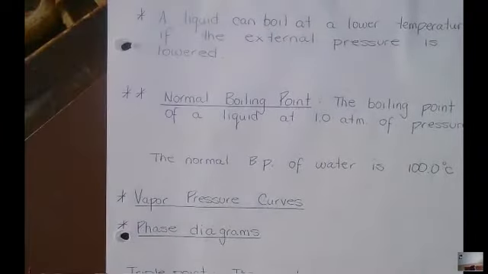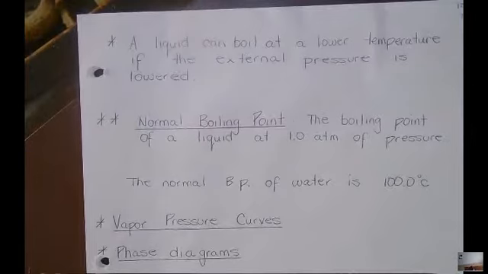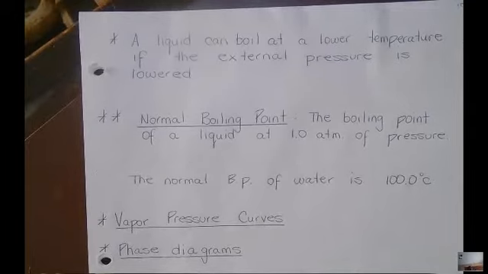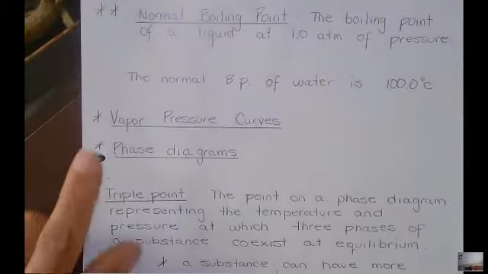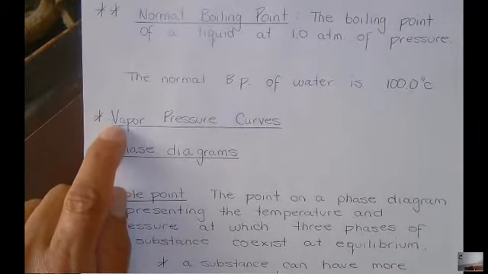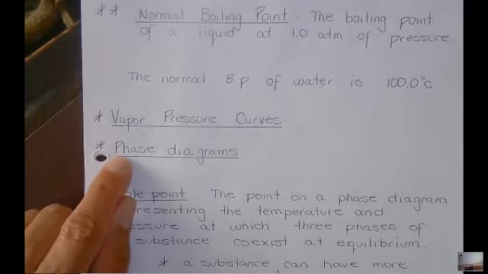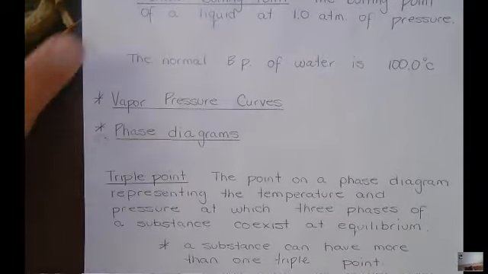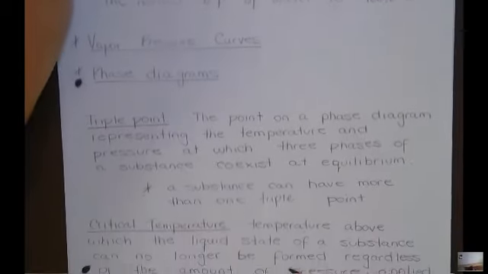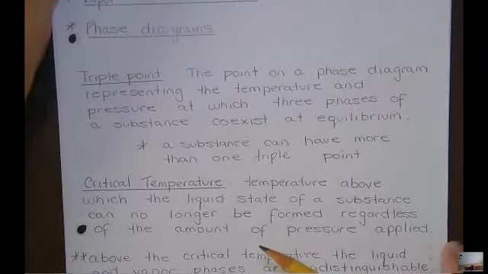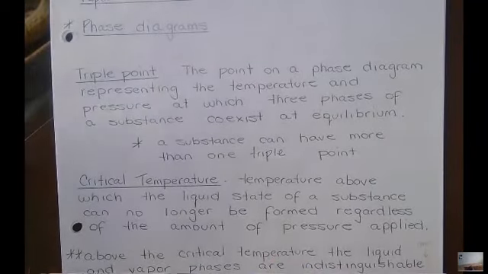Okay, page 12. A liquid can boil at a lower temperature if the external pressure is lower. The definition of normal boiling point is the boiling point of a liquid at 1 atmosphere of pressure. The normal boiling point of water is 100 degrees Celsius. In a little while, we'll take a look at vapor pressure curves from the textbook and phase diagrams. But let me tell you about two things that we're going to look at from this page before I open up the textbook and show you.